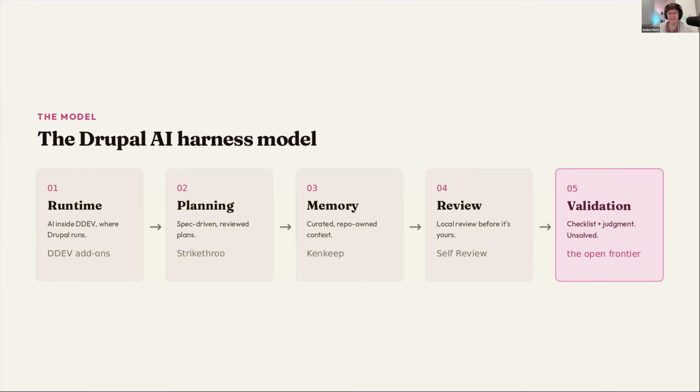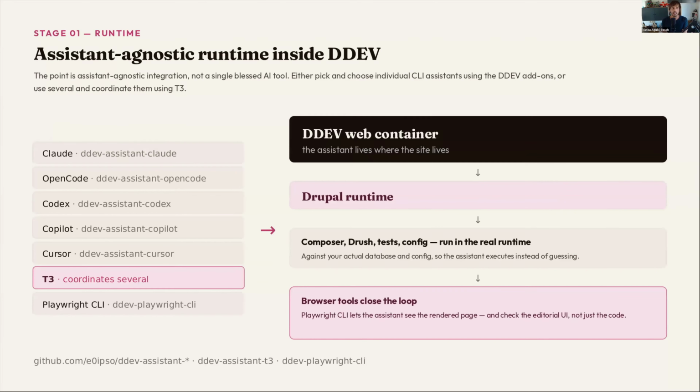So the runtime is the first part. Where do we execute all this? The second part is planning, and then we have memory, and then we'll see. But let's focus on the runtime.